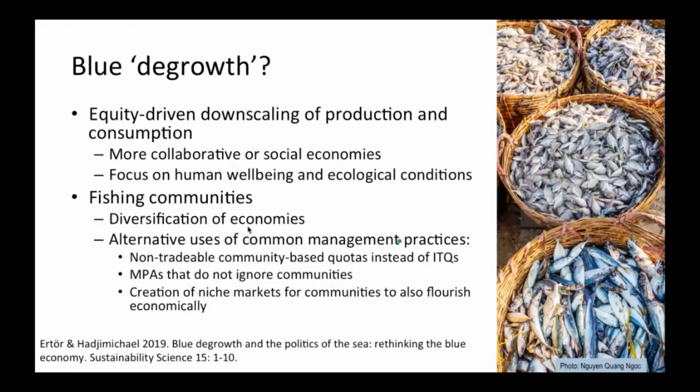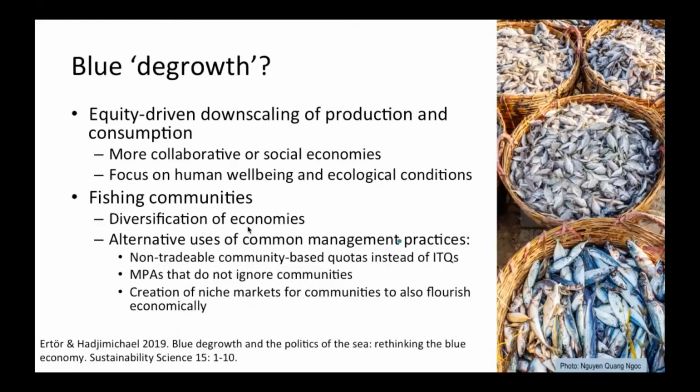So by human well-being, I mean not just the social, but also the cultural aspects of everything that can form the human well-being. In terms of fishing communities, we shouldn't necessarily be talking about downscaling their production, because that depends on what's going on in that specific situation, depending on the situation of their stocks, if their stocks need to be exploited less, or if they're fine or not. But it's important to promote their diversification as well, promote alternative uses, alternative economic uses of their resources, for example.